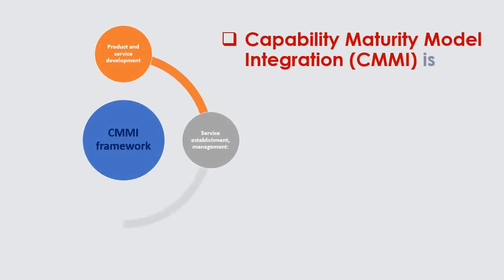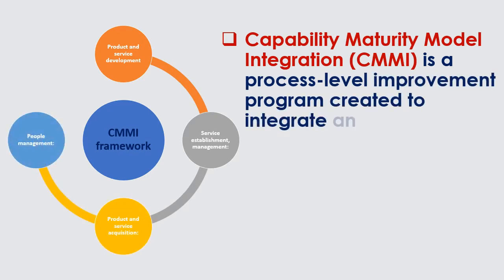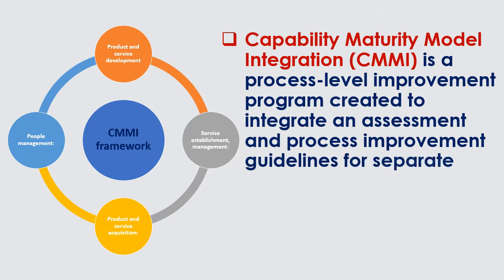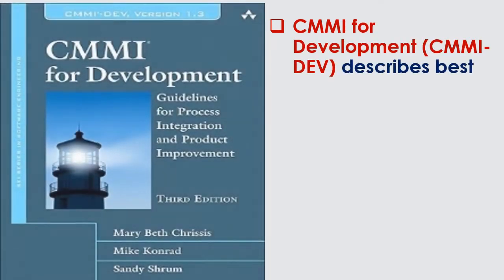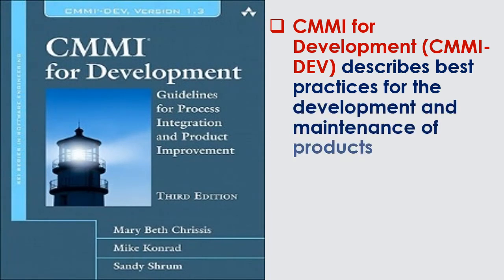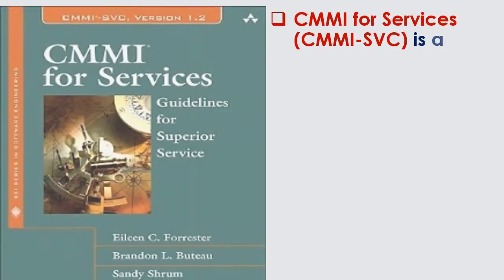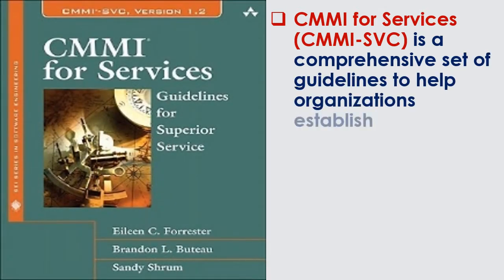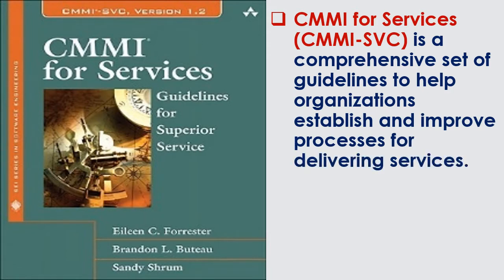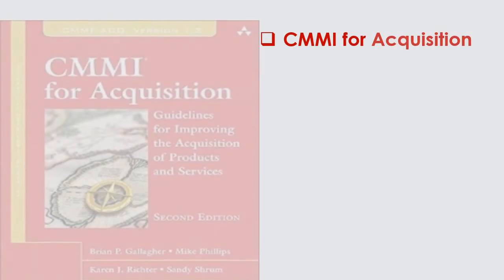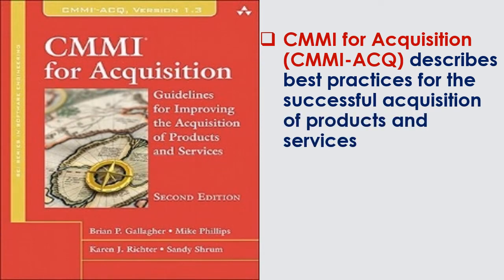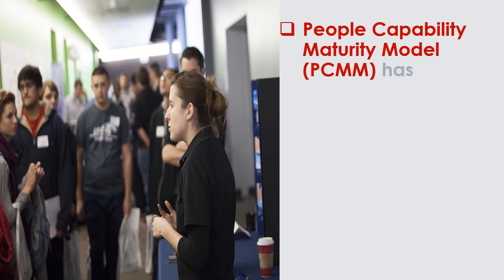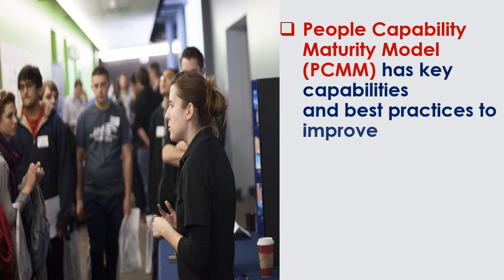Capability maturity model integration is a process level improvement program created to integrate an assessment and process improvement guidelines for separate organizational functions. CMMI development describes best practices for the development and maintenance of products and services across their life cycle. CMMI services is a comprehensive set of guidelines to help organizations establish and improve processes for delivering services. CMMI for acquisition describes best practices for the successful acquisition of products and services. People Capability Maturity Model has key capabilities and best practices to improve people management.